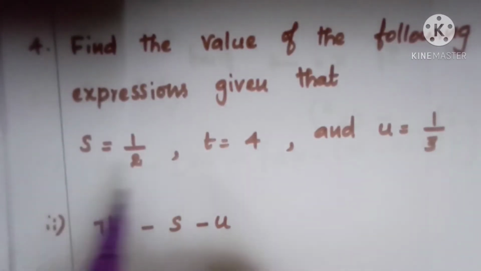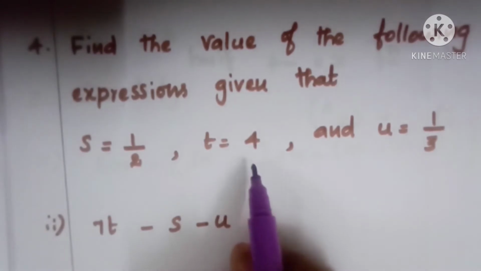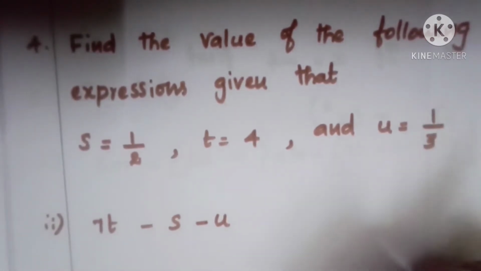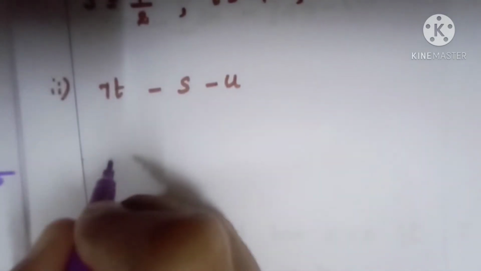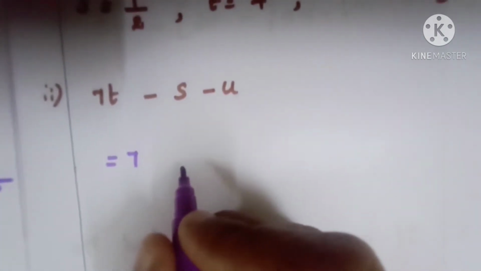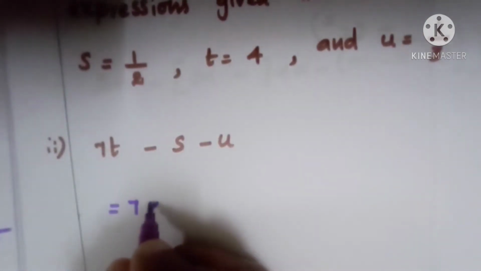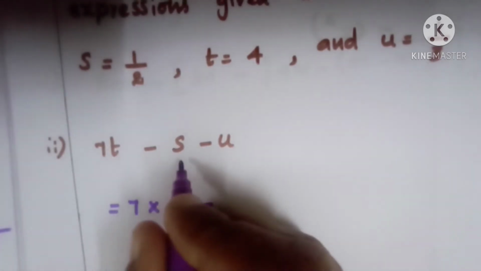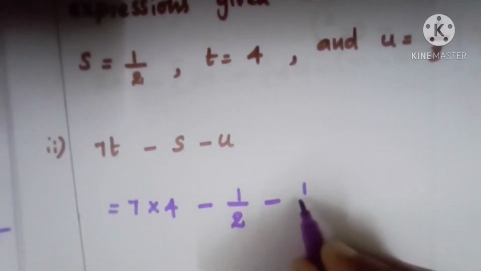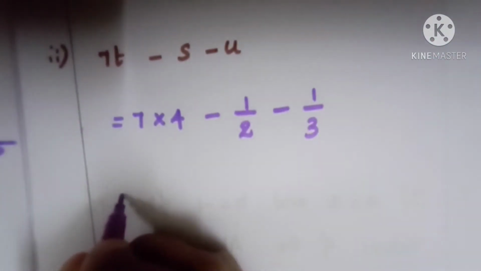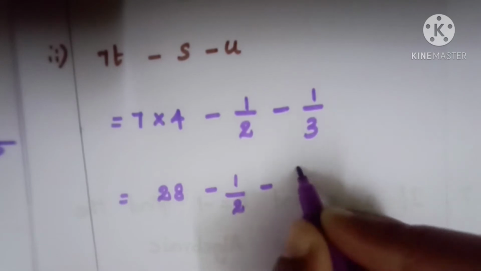Find the value of the following expressions given that s is equal to 1 by 2, t is equal to 4 and u is equal to 1 by 3. Second sum, 7t minus s minus u. So 7, what is the value of t? It is equal to 4. So 7 into 4 minus s. What is the value? 1 by 2 minus u, 1 by 3. 7 4s are 28 minus 1 by 2 minus 1 by 3.